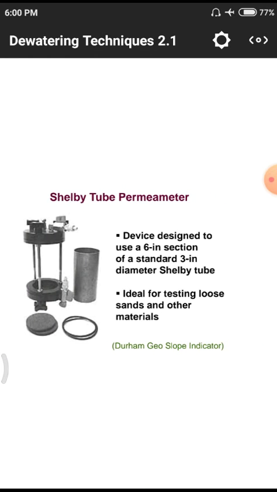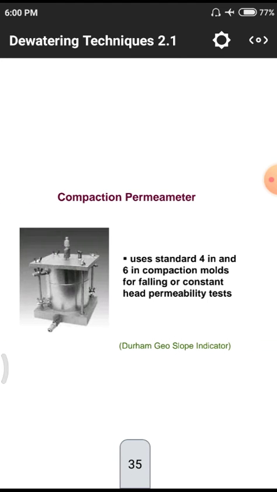Next one is the Shelby tube parameter. It is not in our syllabus. Next one, compaction permeameter. That means permeameter means permeability test you have to do in this compaction permeameter. With standard 4 inch and 6 inch compaction molds for falling and constant head permeability tests. Normally in our lab itself we are having constant head permeability tests.